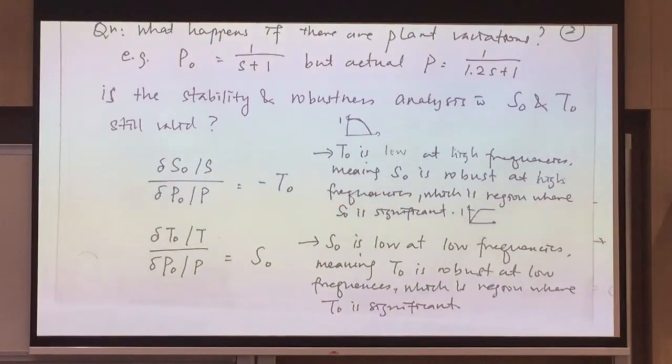The probability of S changing when there are plant variations is low at high frequencies because this is minus T, and T is low at high frequencies. You understand this? And similarly, the probability of T changing when there are plant variations is S. It means that T is very robust at low frequencies. Why? Because S is small at low frequency.